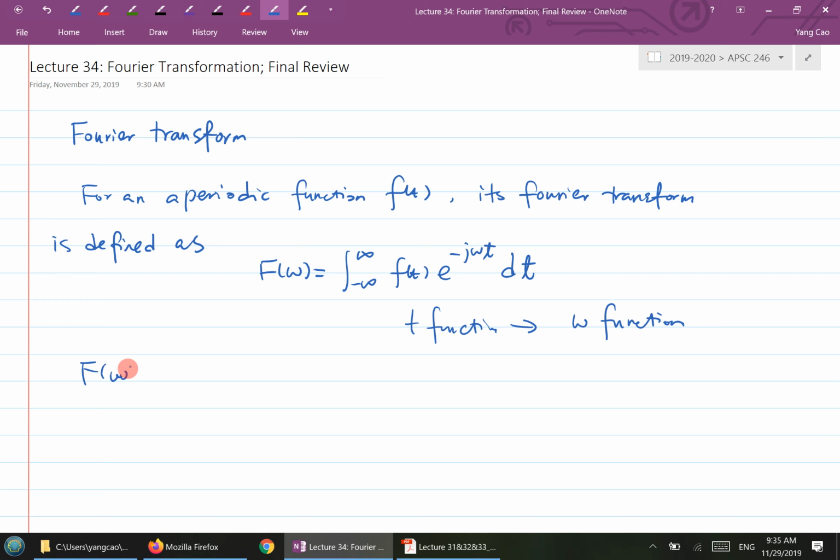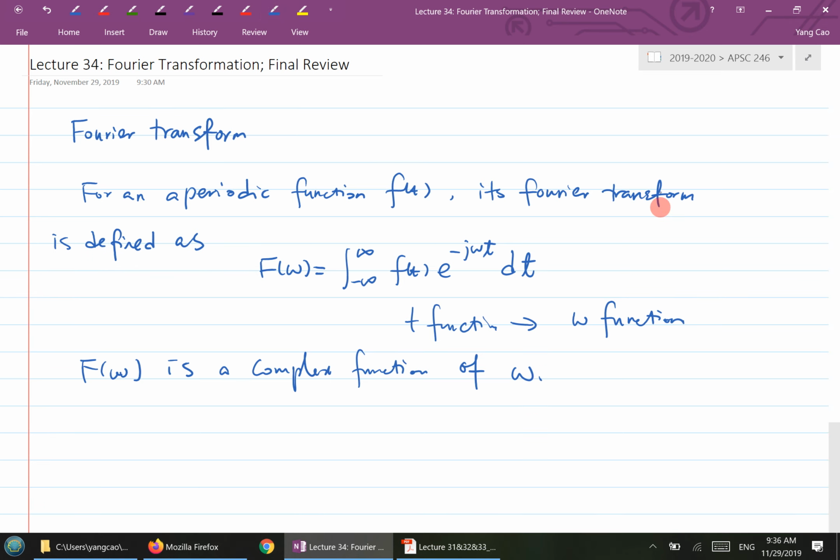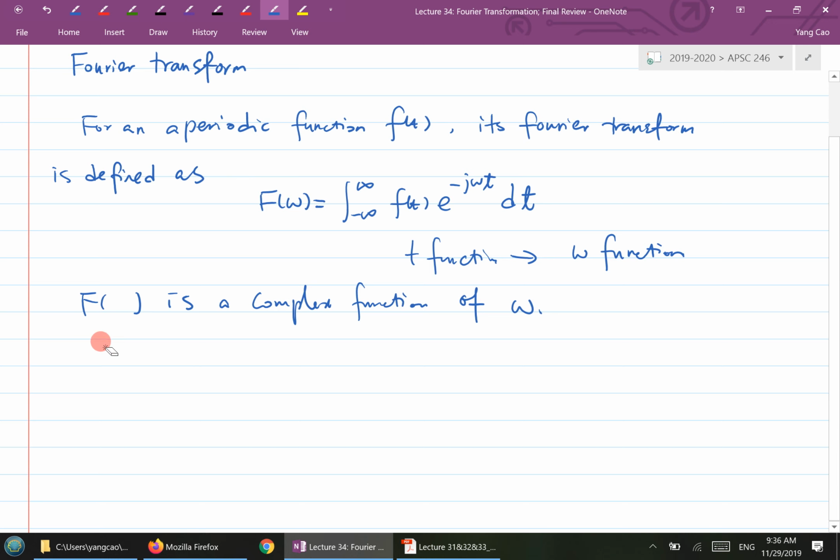And F of omega is a complex number, so a complex function of omega. At different omega values, you will have a different F of omega as a complex number. And I showed you also how this formula is derived. The Fourier transform can be obtained, or transitioned into, from the Fourier series.